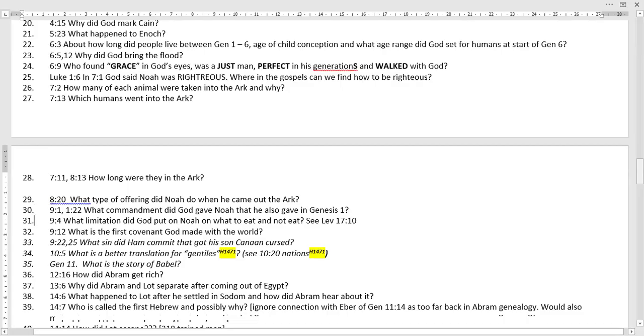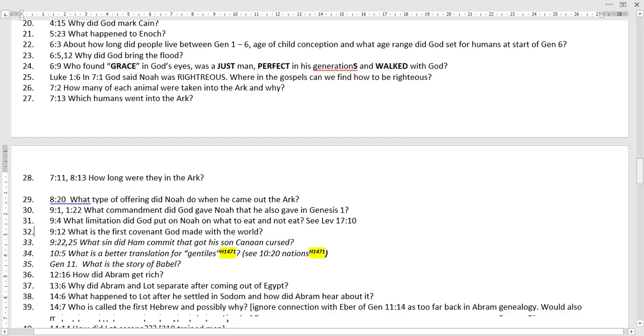Question 31. What limitation did God put on Noah on what to eat and not eat? We see this in Genesis chapter 9, verse 4, which I'll read for you. But the flesh with the life thereof, which is the blood thereof, shall ye not eat. And we're also going to see this in Leviticus chapter 17, verse 10, and of course, other places where God commands not to eat food with blood in it. Again, another example of the law existing before it was given to Israel.